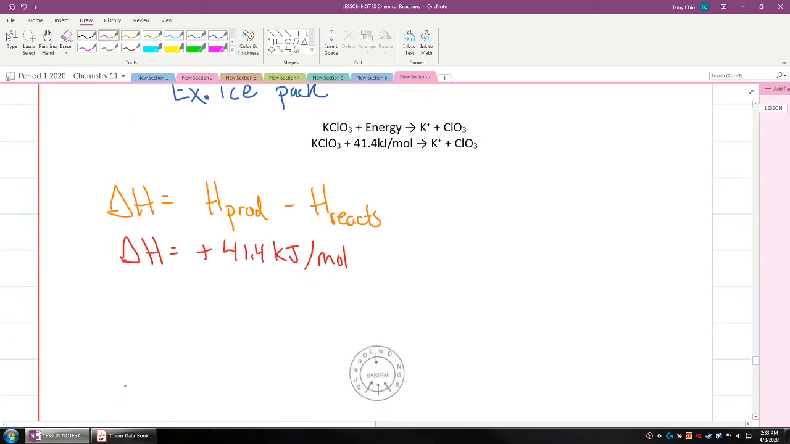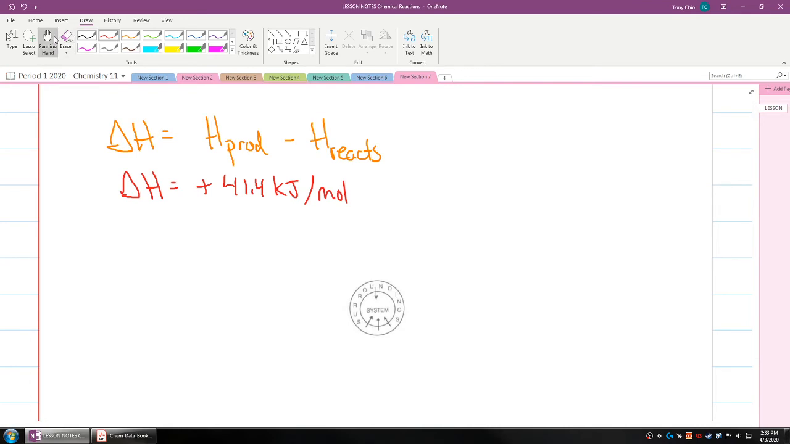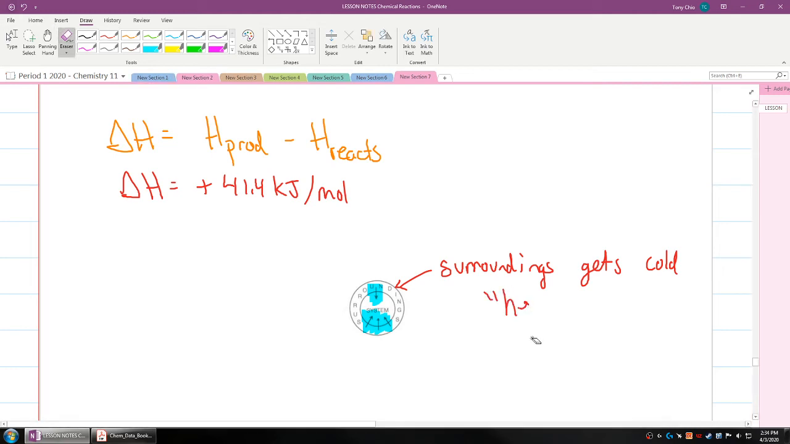And here's a diagram showing you this is the case. The surroundings absorbs energy into the system. So when this occurs, the surroundings gets cold. So in this case, the surroundings could be, for example, your hand, right? Your bottle, your ice pack. It could be anything that is the surrounding of the system. So it could be a hand, your cup, bottle, any of that could be a surrounding.